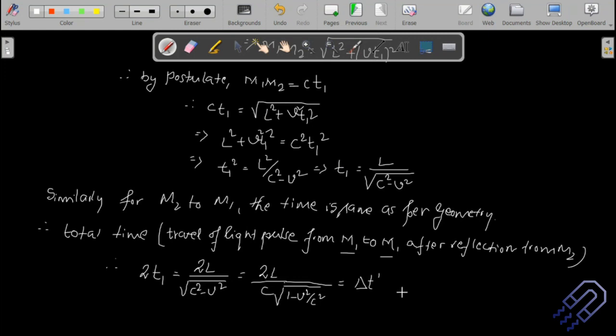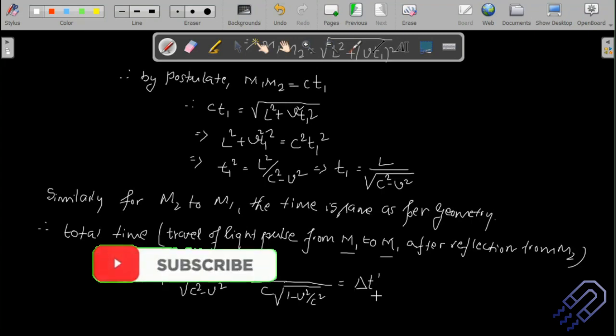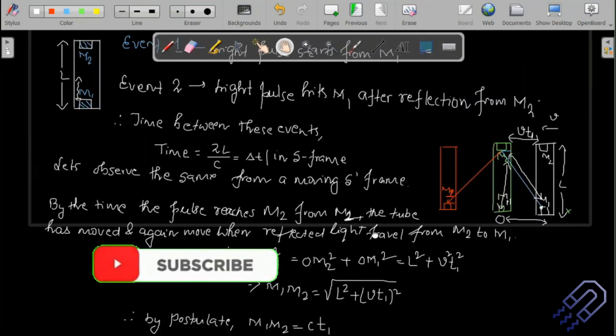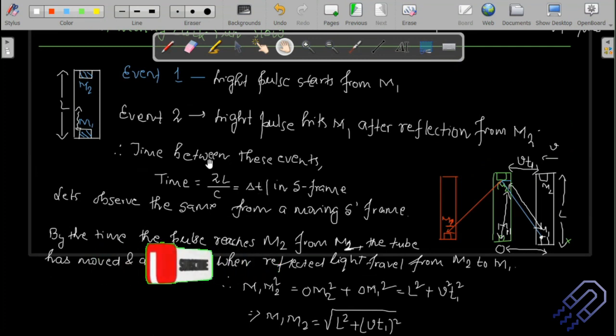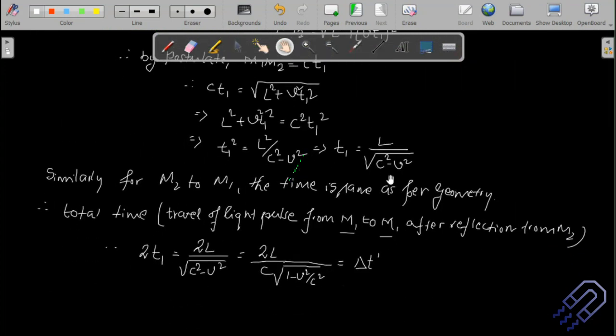So let's just get back to that relation. This is the relation delta t prime which we get when we are considering the moving frame of reference. And when we say that it's in the same frame of reference, this is the time, delta t. And you see, both of them are connected. Delta t was 2L by C, and here the relation is 2L by C times root over 1 minus V square by C square. That means 2L by C, we can just replace it, right? So that's simple and it's done now.